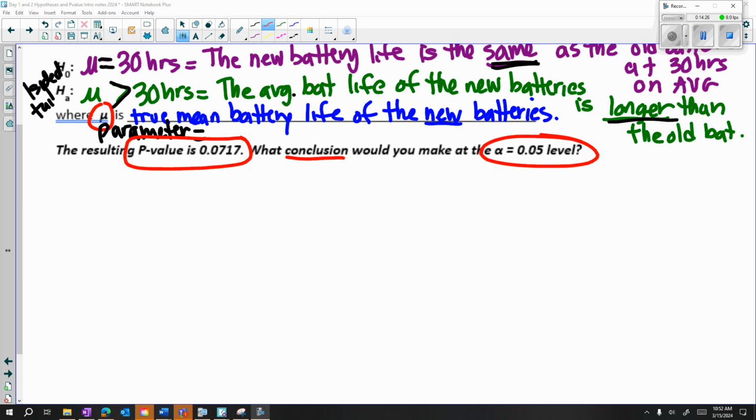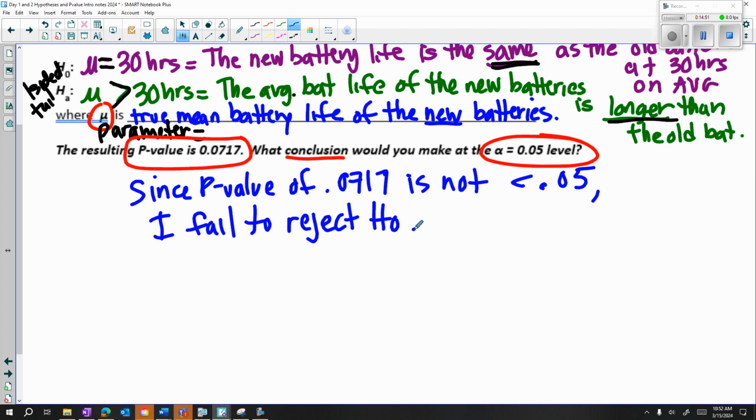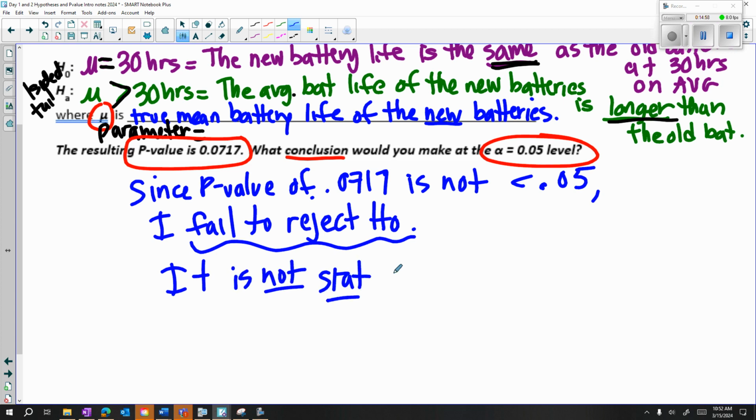Okay, so I'm hoping you realize that P was not lower than 0.05. So you want to say, since the p-value of 0.0717 is not less than 0.05, because 0.07 is greater than 0.05, I fail to reject H0, and it is not statistically significant at the 0.05 level.